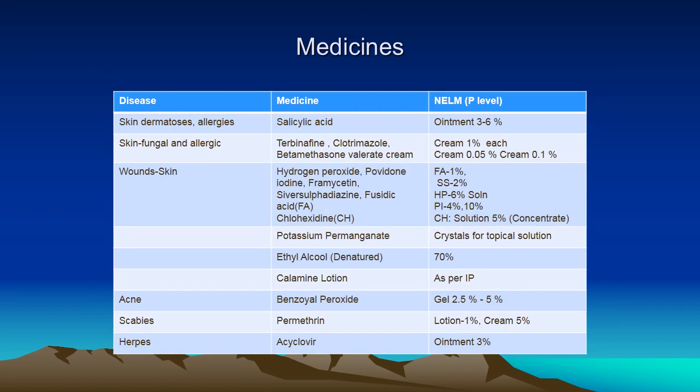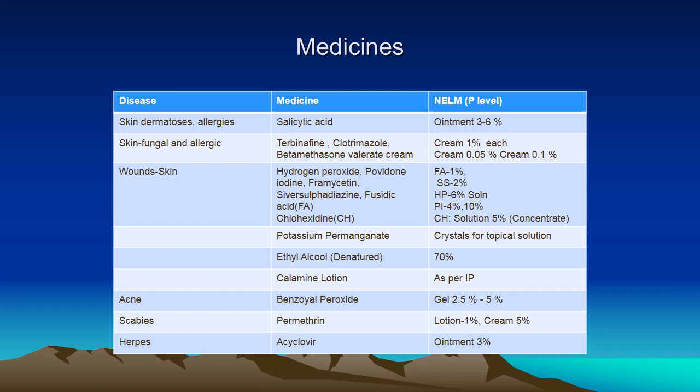For skin disorders, fungal allergies, salicylic acid and clotrimazole are very cost effective. Betamethasone for allergic dermatosis, and for wounds, hydrogen peroxide, povidone iodine, antibacterial fusidic acid. It's better to use povidone iodine. Silver sulfadiazine, fusidic acid is much costlier, but is also available.